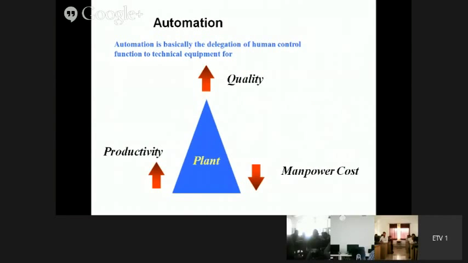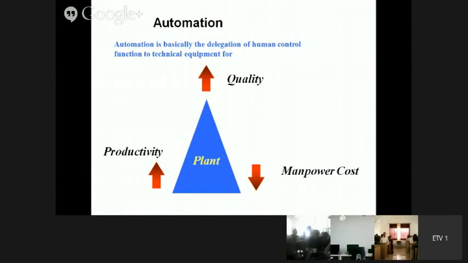If you see it in diagram form, automation is basically the delegation of human control function to technical equipment. For example, you have a plant where quantity is increasing, productivity is increasing, but manpower cost is decreasing. This is automation. Suppose the plant is not automated: if you want to increase the productivity and quantity, manpower also has to be increased. But in automation, quantity will increase, productivity will increase, but because of automation, the manpower cost will decrease. This is in a nutshell automation and its objectives.